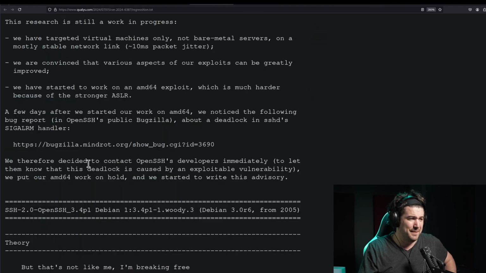Moving on. We therefore decide to contact OpenSSH developers immediately to let them know that this deadlock is caused by an exploitable vulnerability. We put our AMD64 work on hold, and we started to write this advisory.